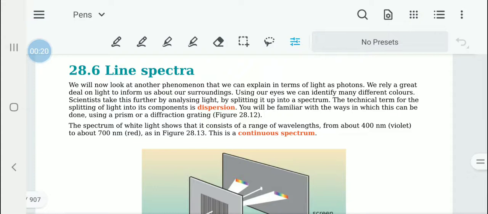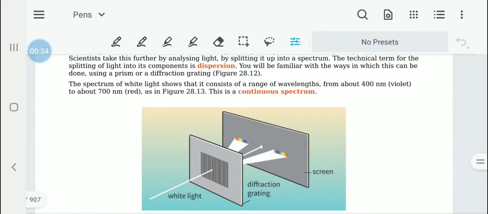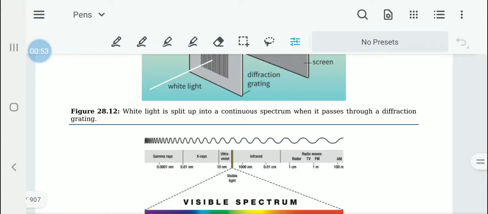This process, dividing white light into its components, is called dispersion. And this is an example of a continuous spectrum. Continuous spectrum is when it is broken down. Now the visible light, the white light, has a range of wavelengths from about 400 nanometers, the violet wavelength, to red at 700 nanometers. So this is what gets dispersed.